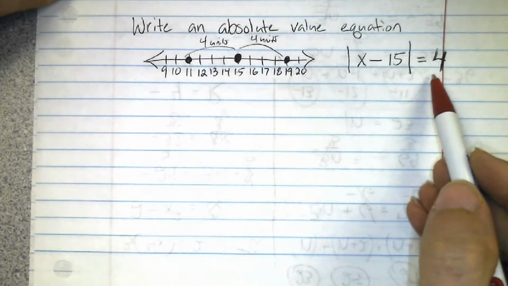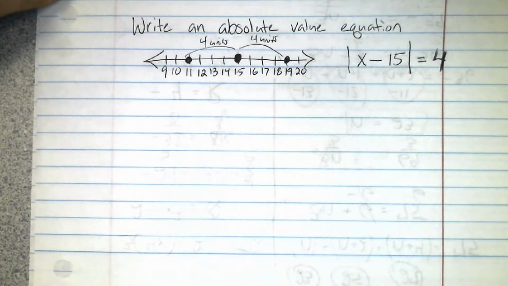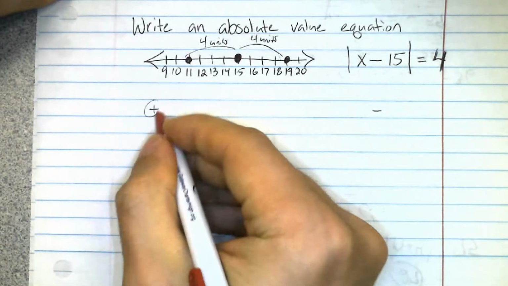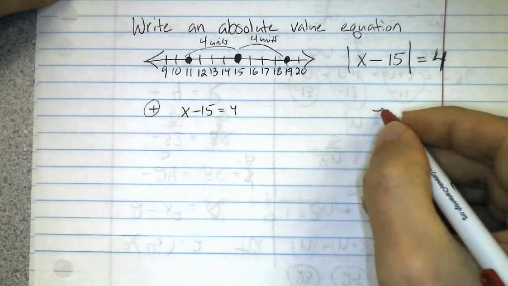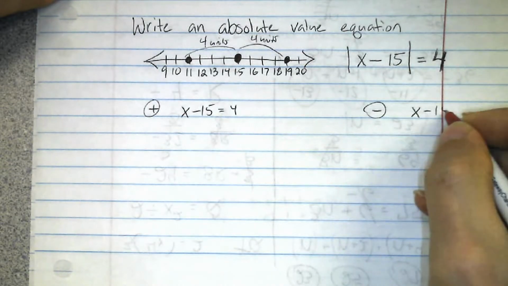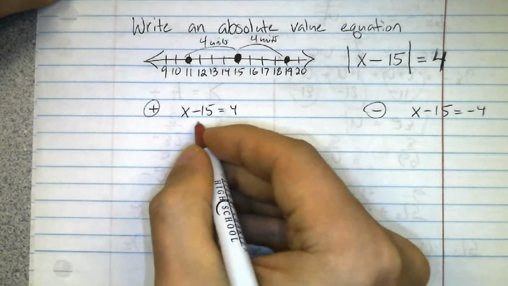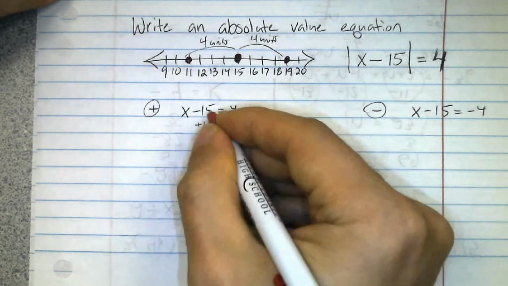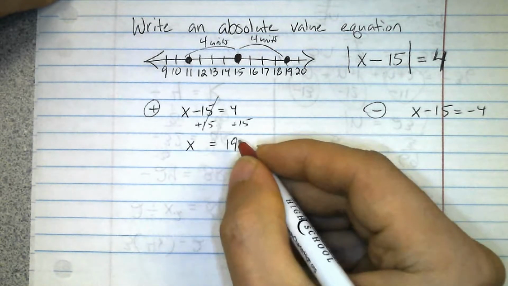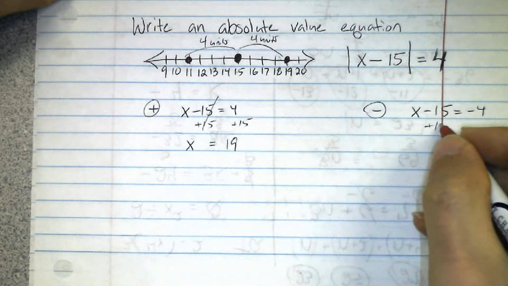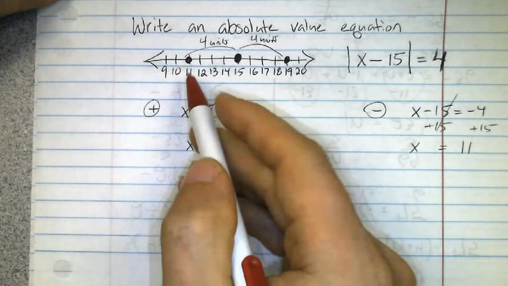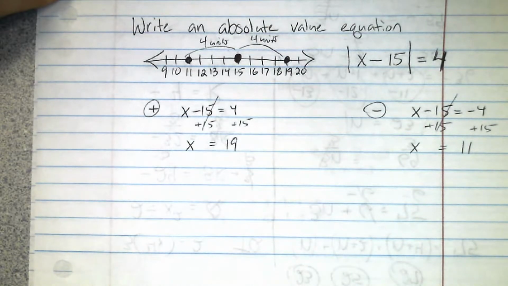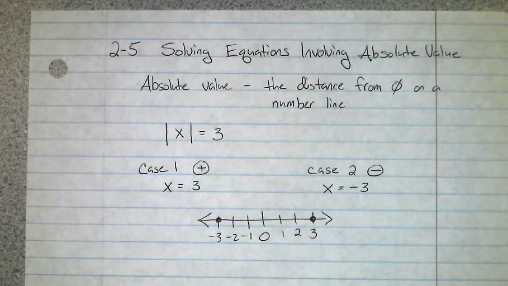Now, to check this, we can actually solve this, just like we did in the previous example. Now again, there will be two cases, the positive case and the negative case. Positive case would say that x minus 15 equals 4. Negative case would say that x minus 15 equals negative 4. Well, to solve this, I would add 15 to both sides. That cancels, and I would have x equals 19. Well, looky there. And to solve this, I would add 15 to both sides. This would cancel, and I would get x equals negative 4 plus 15 is 11, and looky there. So it checks.